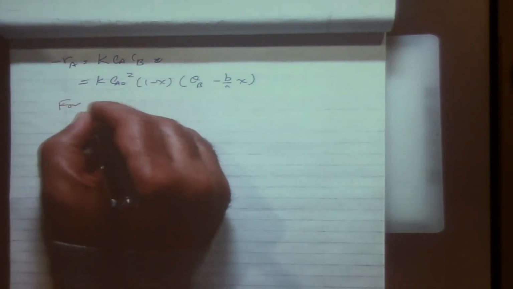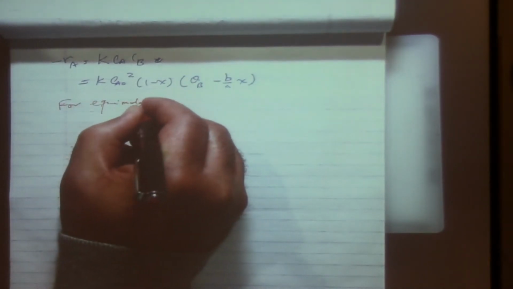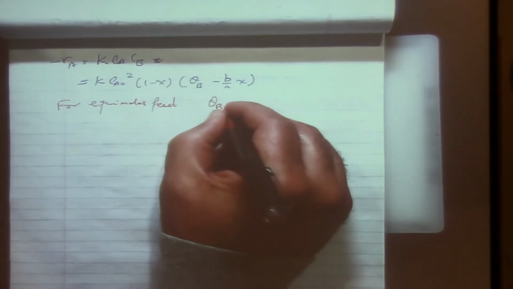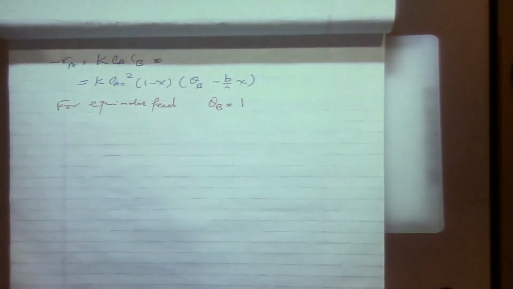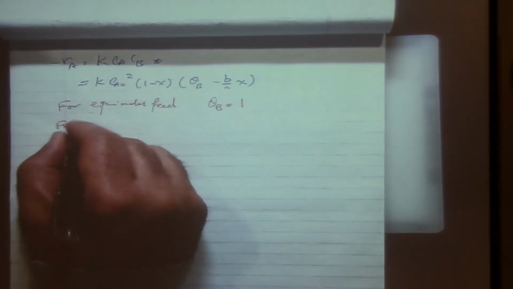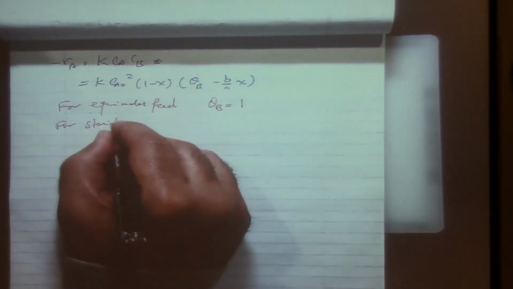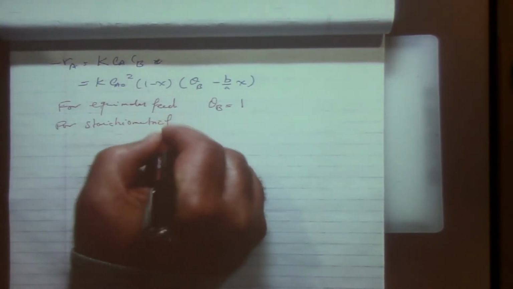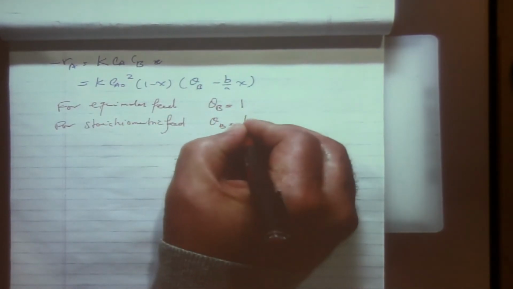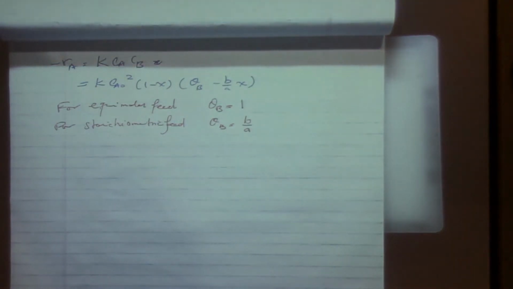For equimolar feed, that means the same molar feed for A and B. So theta B would be 1, correct? If they are equimolar, A and B, theta B would be 1. For a stoichiometric feed, if the feed follows the stoichiometry, obviously theta B would be B over A. But this is the information that you need to be provided when you are dealing with the equations.